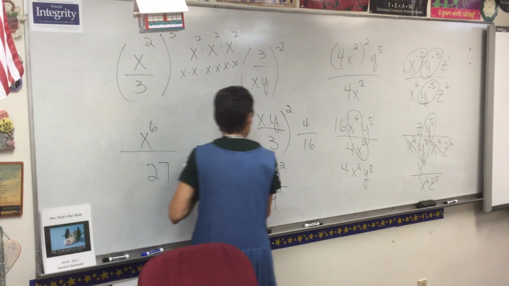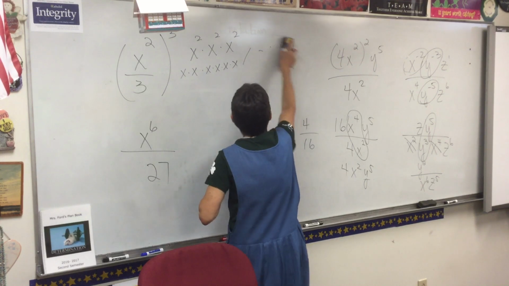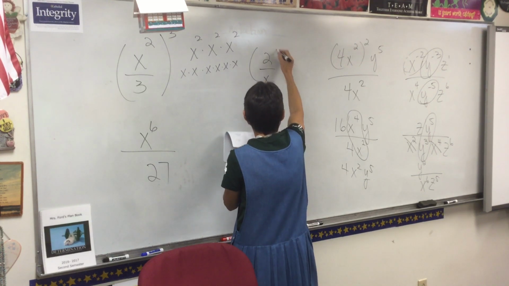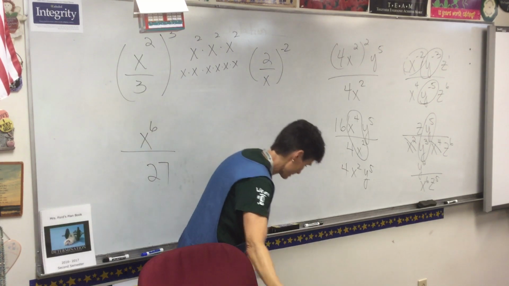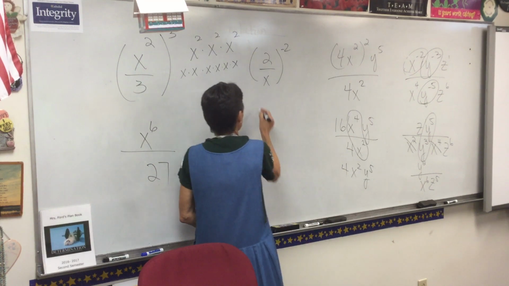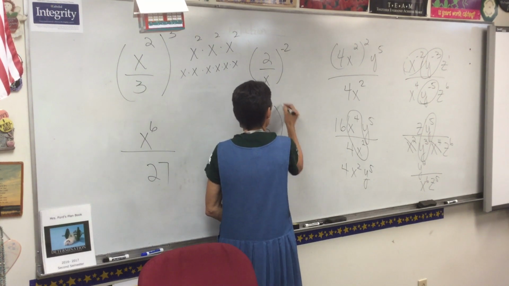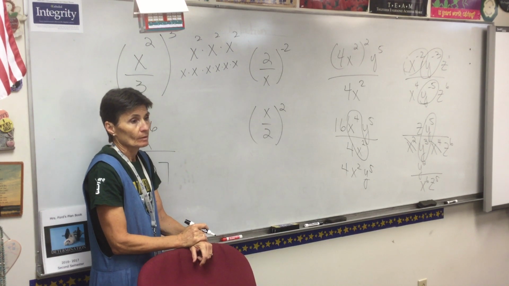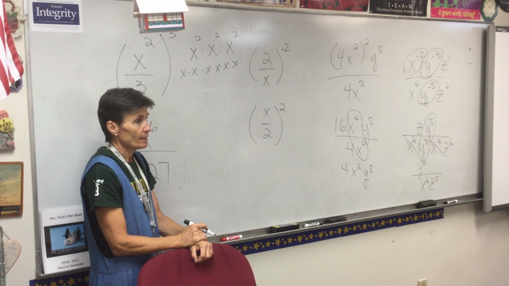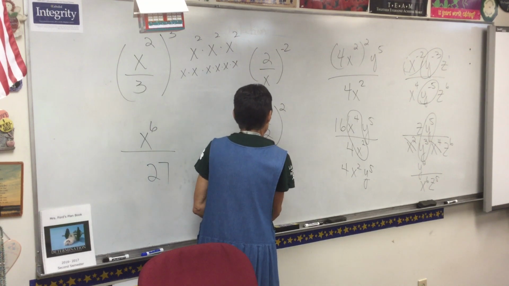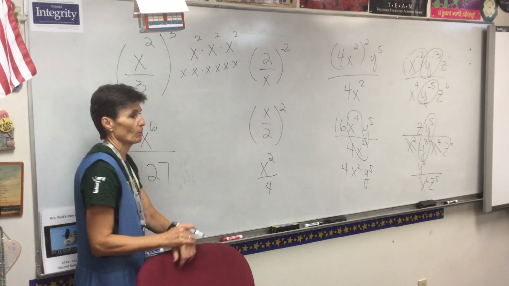All right, last one in this section. All right, what do you want to do with this guy? Flip it. Of course we're going to flip it. We have a negative exponent, so it's going to be x over 2 to the 2nd. Alrighty. And then what? X squared over 4. X squared over 4. Absolutely perfect.